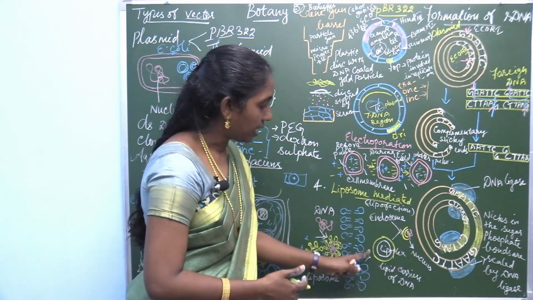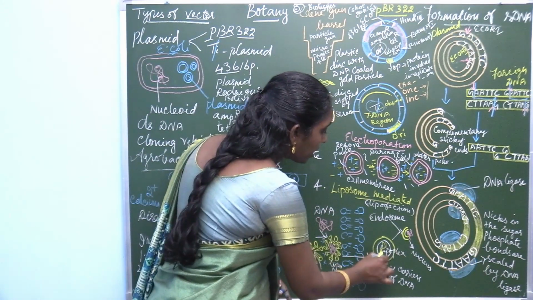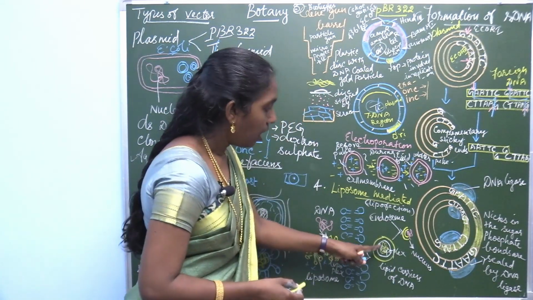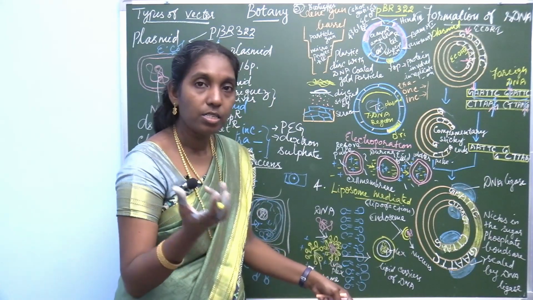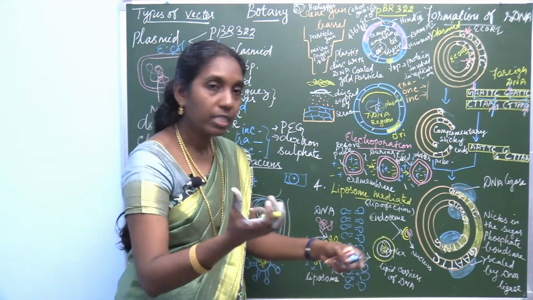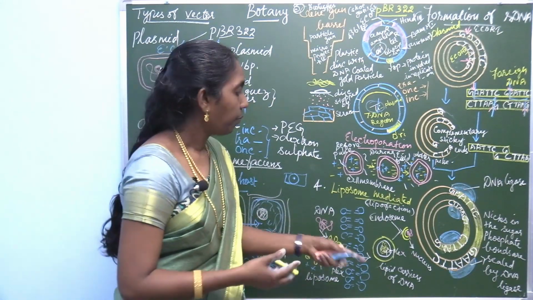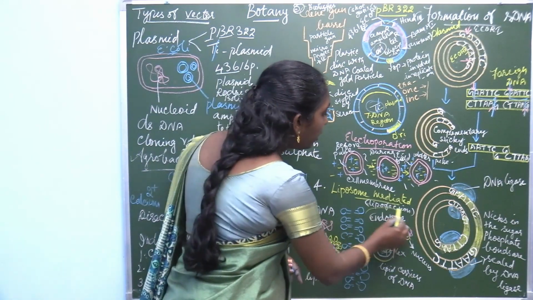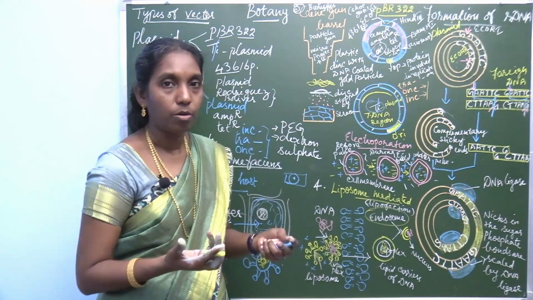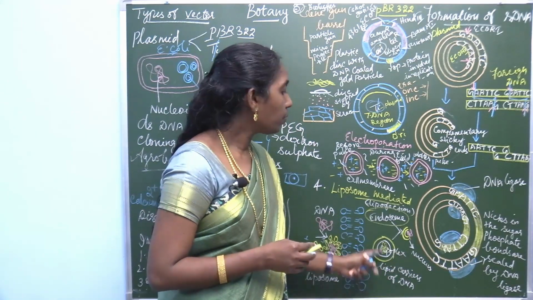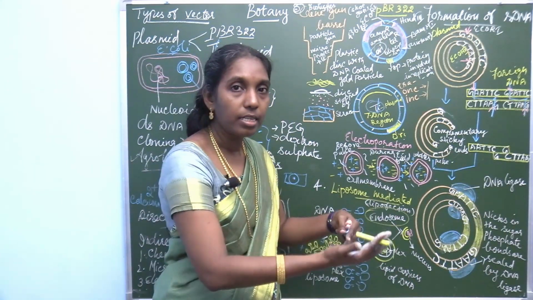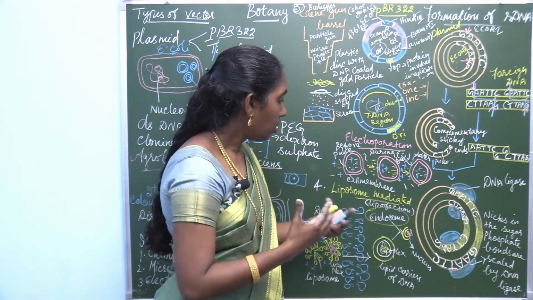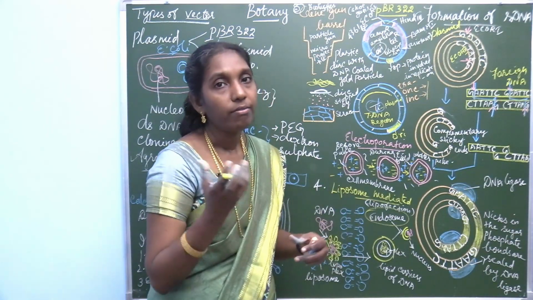So this lipoplex carries the desired gene. This lipid is the lipid carrier of DNA. The lipid which carries the DNA is the lipoplex. Now inside the cell, endosomes are present. What is an endosome? All the cell organelles present inside the cell. So inside the cell there are a number of cell organelles including vacuoles.